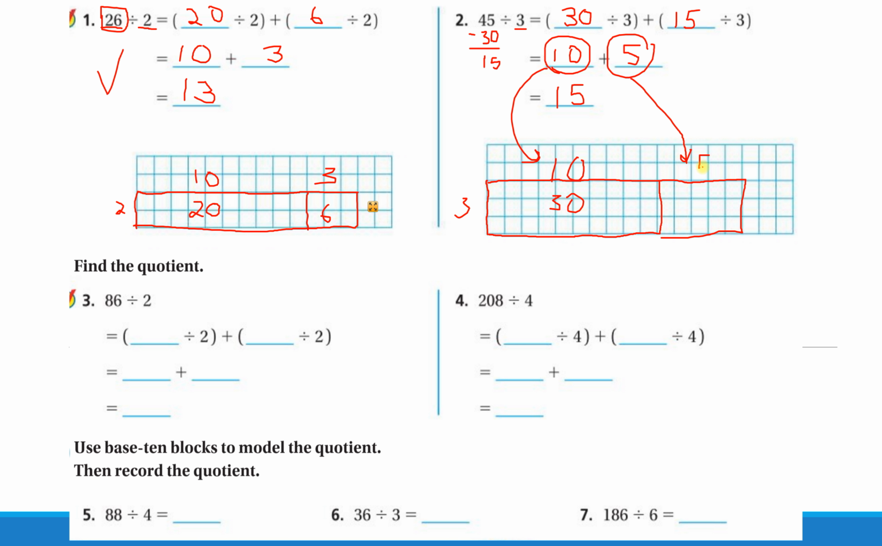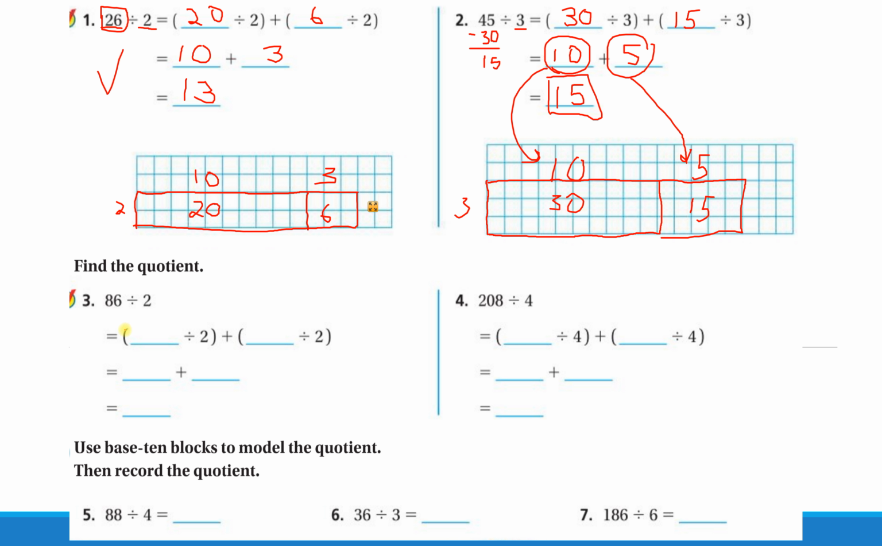So this is my 5, and 5 times 3, this should be 15 blocks, which I can count if I wanted to, or I can just do the multiplication like I did. So my final quotient, my final answer is 15. These are partial quotients, 10 and 5. Okay. Now let's look at number 3, 86 divided by 2.